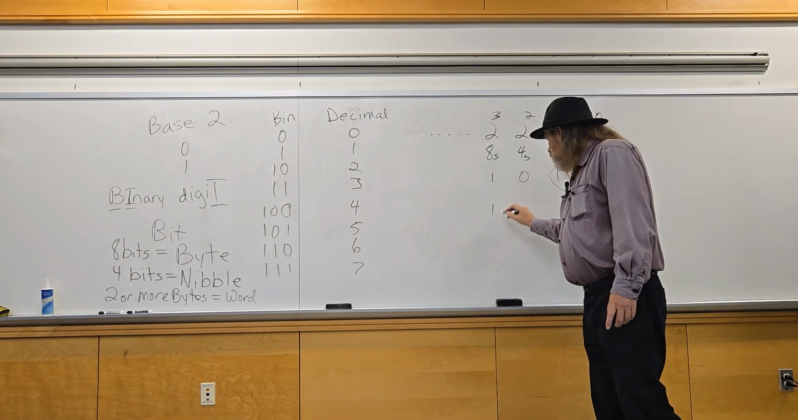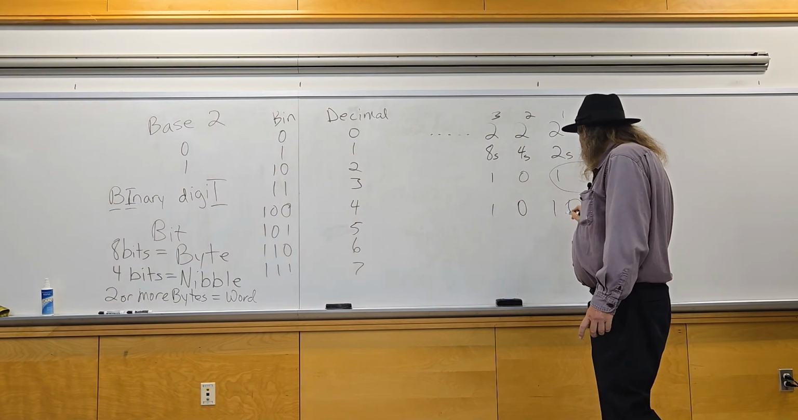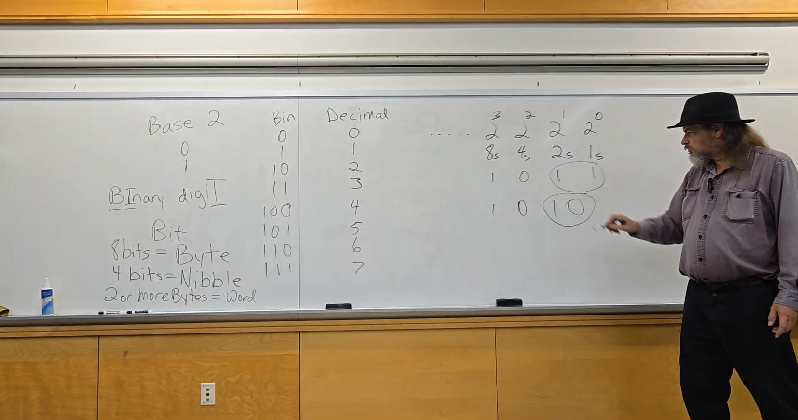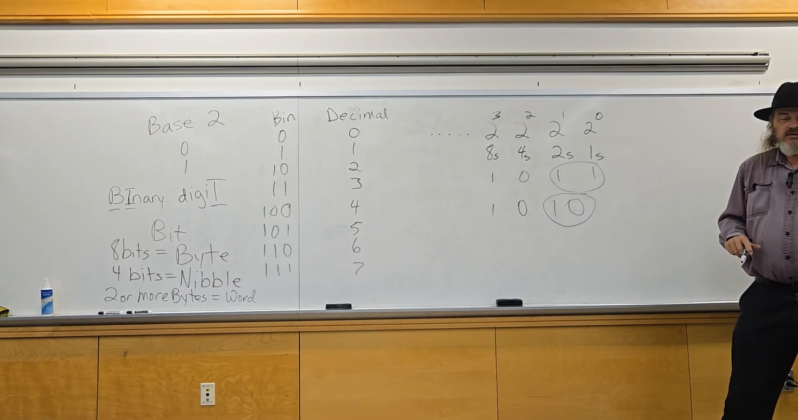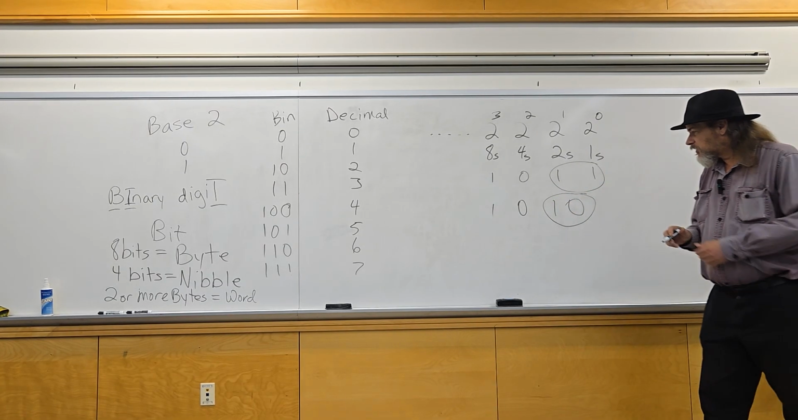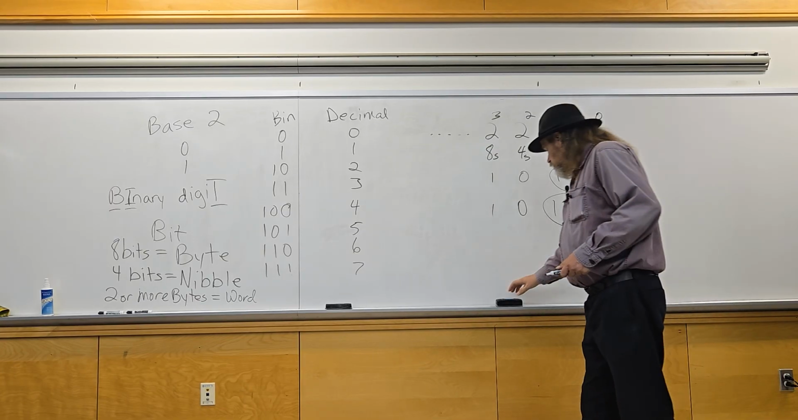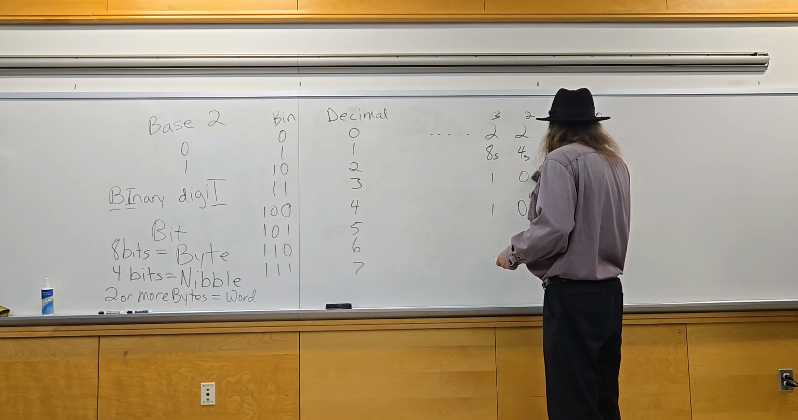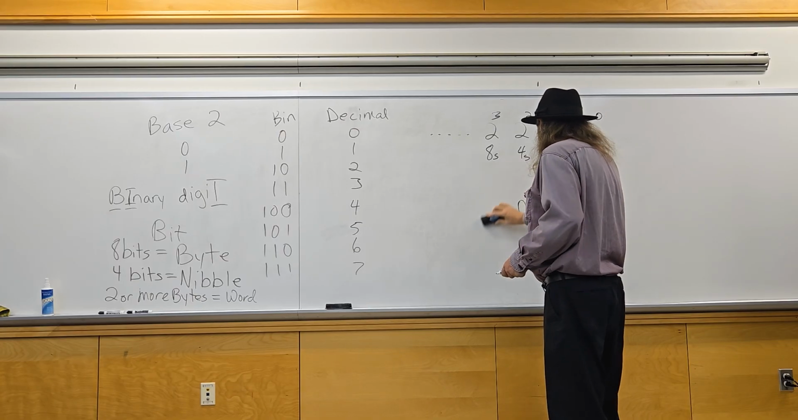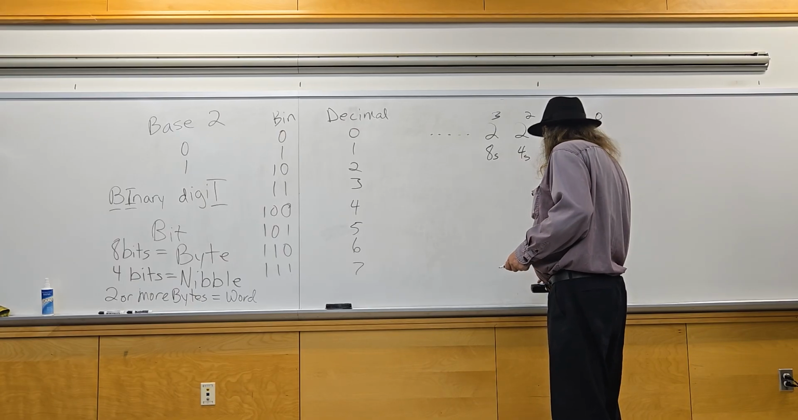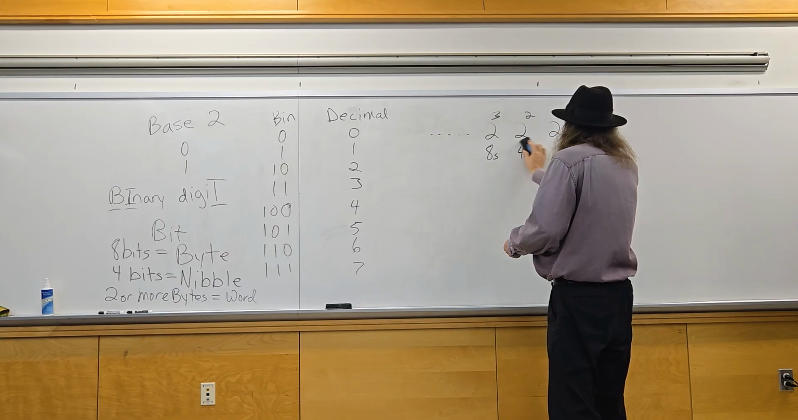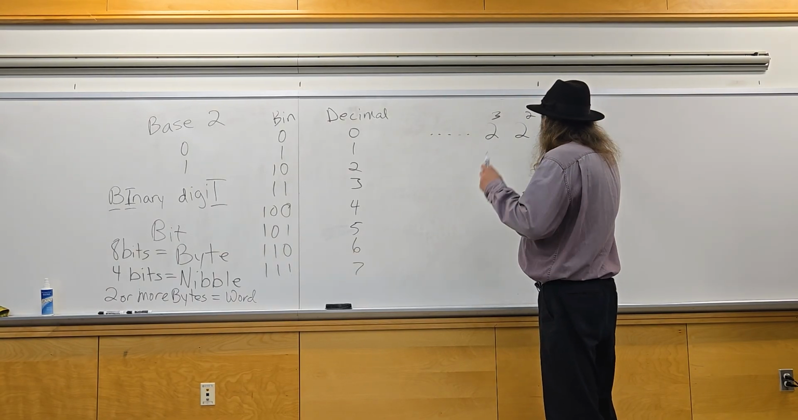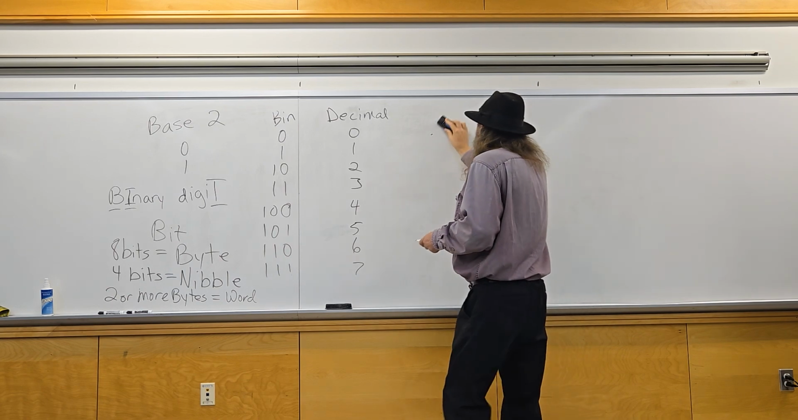Likewise, 1, 0, 1, 0 is 10. So it's easy to remember that particular combination. But yeah, converting from decimal to binary. No, that's using negative numbers. We'll get to that in just a minute.